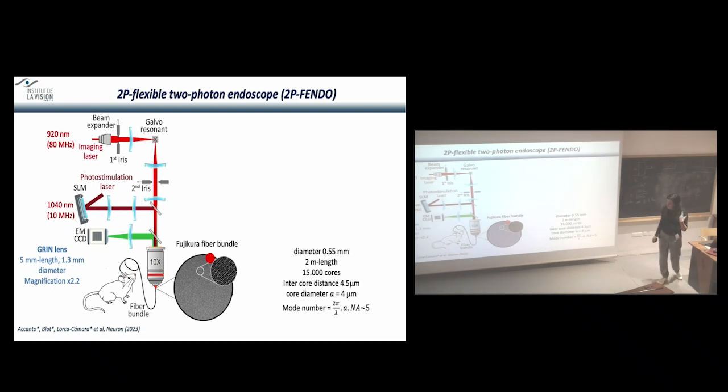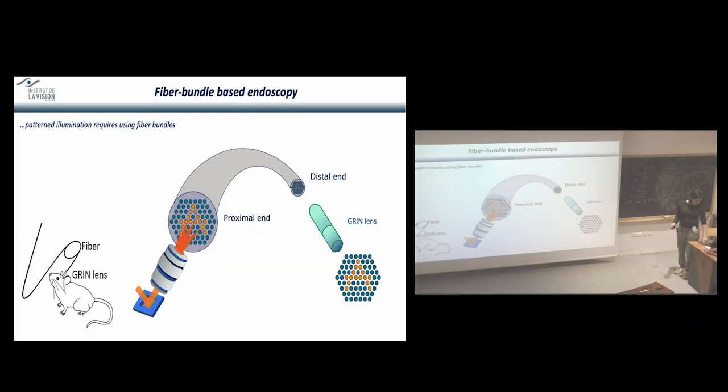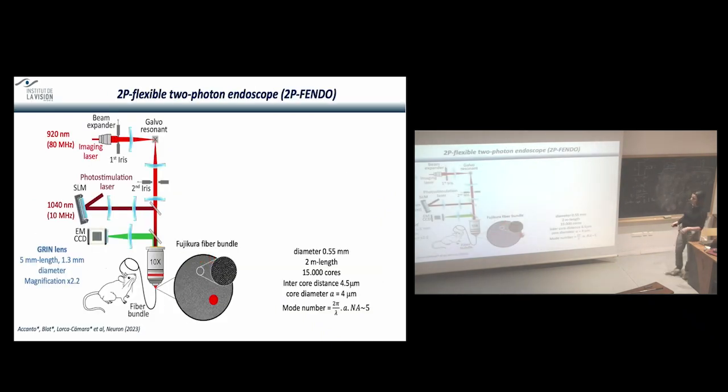So we did this years ago in single photon, but now I will show you what we did more recently. We call this system 2P Fendo. And so again, we want to do all-optical. Okay, so we need to image. So we have a 2-photon laser that is coupled to the fiber, to perform scan imaging, and then we have a second path going to a spatial light modulator to generate multiple spots for holography.